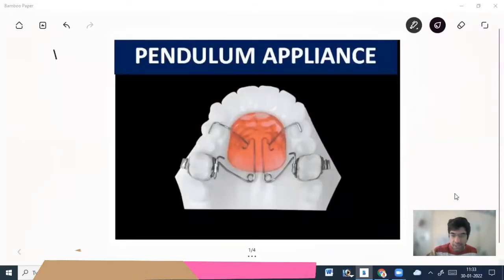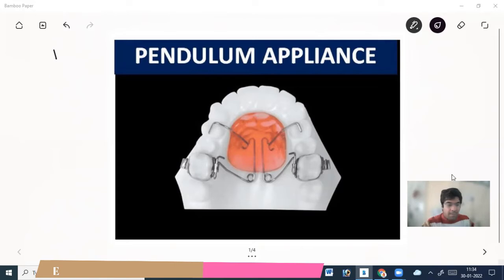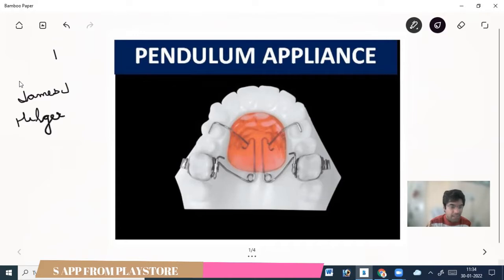So hello students, today the topic of discussion is the pendulum appliance. First of all, you have to remember who discovered this appliance. So remember James J. Hilger of California.